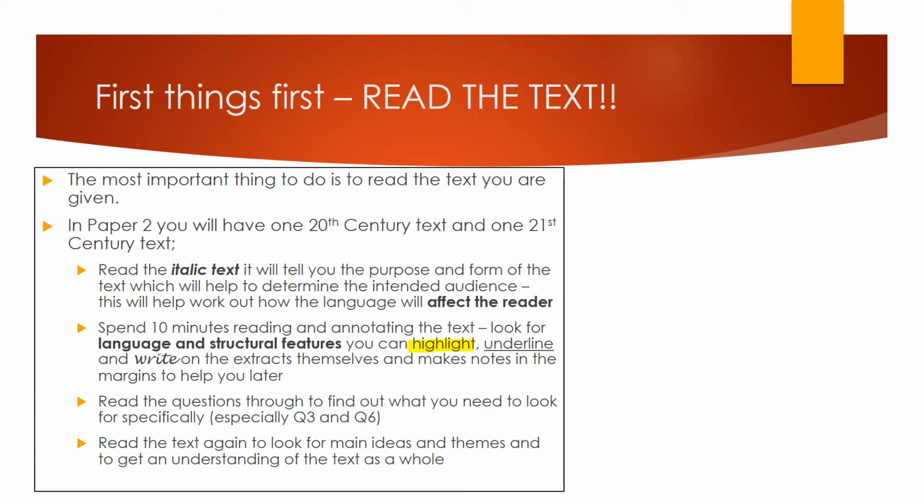So as I said, the first thing you need to do is to read the text and make sure that you read it carefully. In paper 2 you've been given 2 texts. One is a 20th century text, which is 1900s onwards, and a 21st century text, which is the year 2000 onwards.